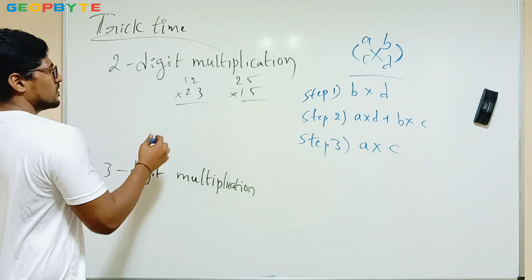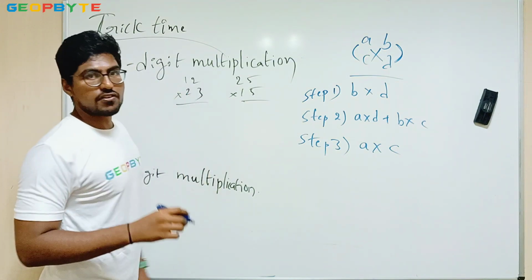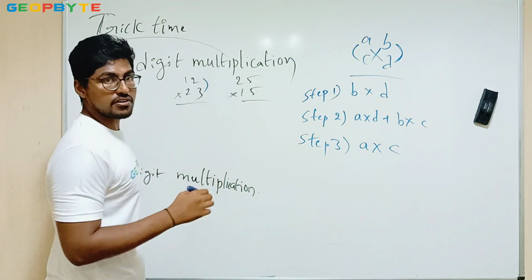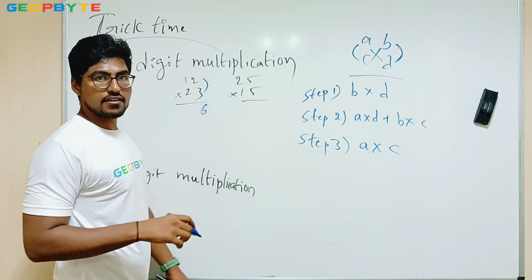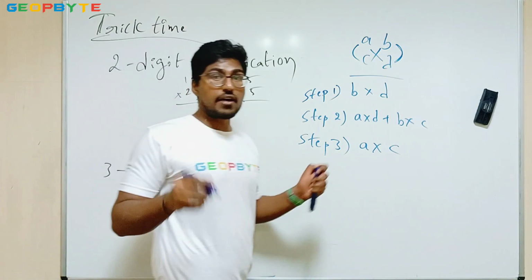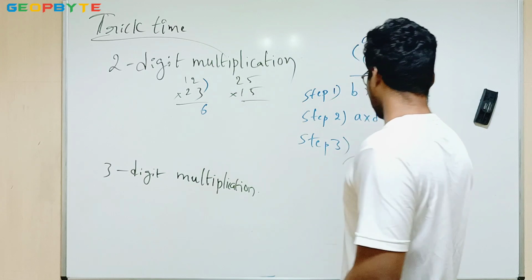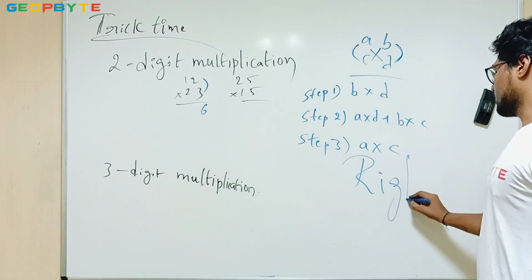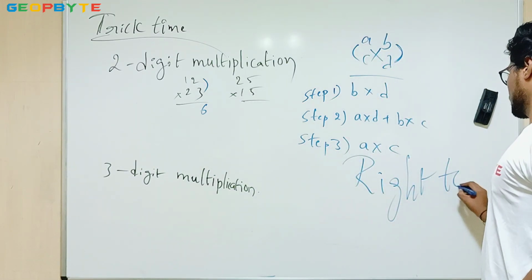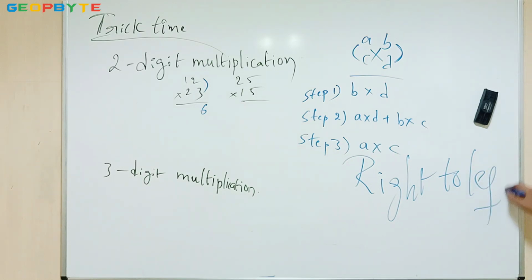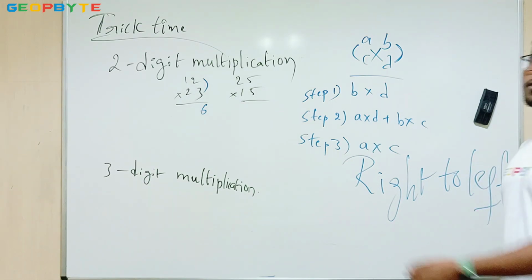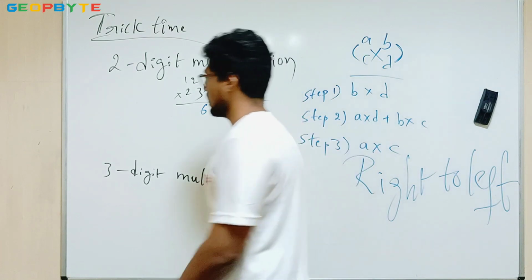See that. If I am going to do this for 12 into 23, what I have to do is multiply these two. 3 into 2 is 6. I can write it directly there. Every time you have to remember one thing: you have to go from right to left. That's what we do in the traditional method also. Here you have to do it also. Right to left, that's it.